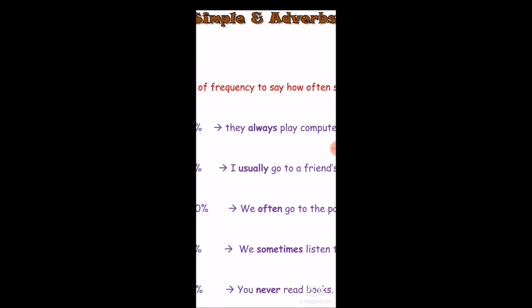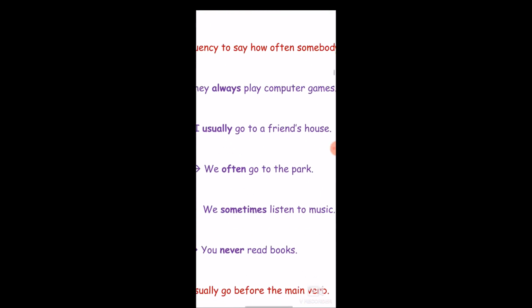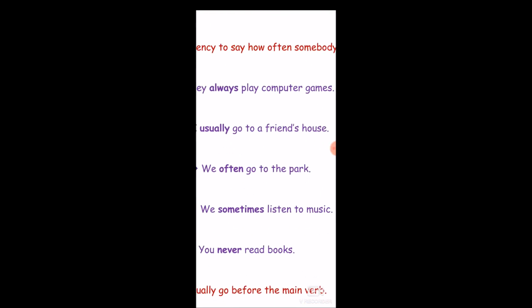Be careful about these words. We put them before the verb. The verb here play, so always play. The verb go, usually go. The verb go, often go. The verb listen, sometimes listen. The verb read, never read. So we use these adverbs before the verb.